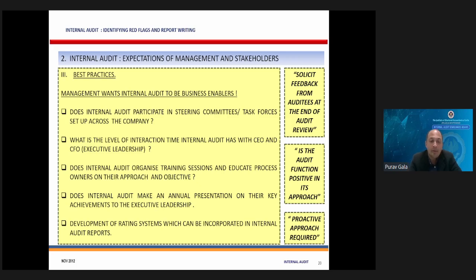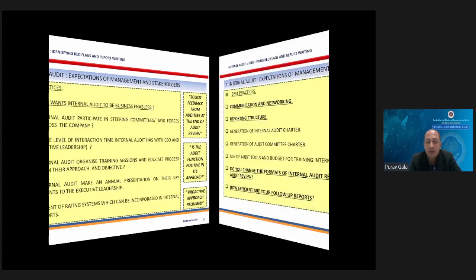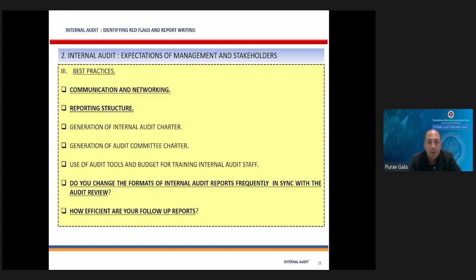It is always good to have rating systems which can be incorporated in audit reports. A good practice would be to have an audit charter, audit committee charter, use of tools. So we do work with tools like Qualtrics, where I can actually simulate, or maybe a BI dashboard, where I fix the parameters and it throws up deviations from big data. And that actually helps us to provide reasonable assurance.